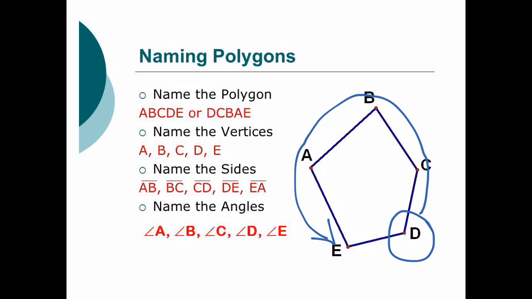So the vertices here, of course, are A, B, C, D, and E. The sides are named for you: AB, BC, CD, DE, and EA. And then the angles are also named by the letter of the vertex: angle A, angle B, angle C, angle D, and angle E.